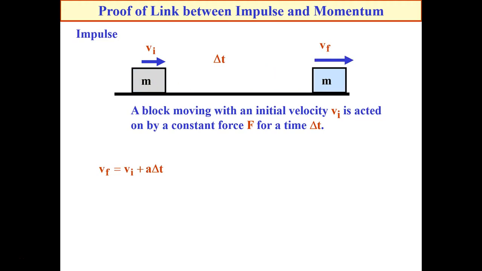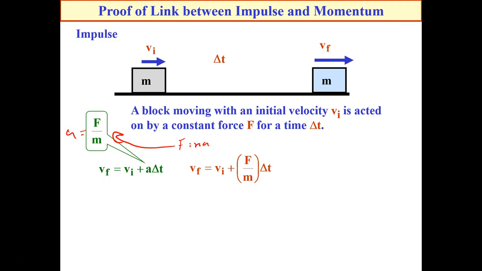Well, using kinematics, we know that our final velocity is going to be equal to our initial velocity plus acceleration times our change in time. We also know that in this case, a force is equal to mass times acceleration, or our acceleration is equal to force divided by mass. So we can go ahead and plug that into our acceleration, and we get that our final velocity is equal to our initial velocity plus the force divided by mass times delta t.